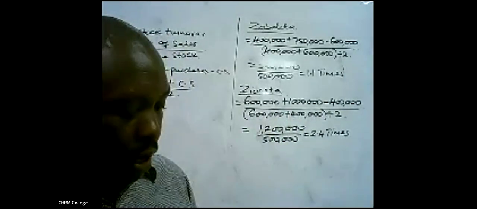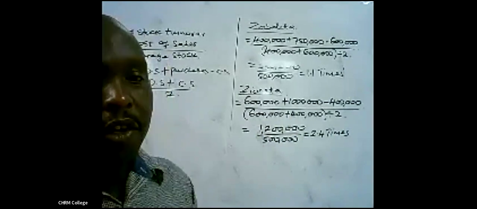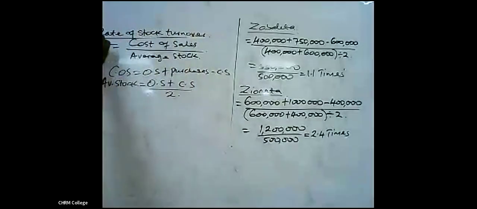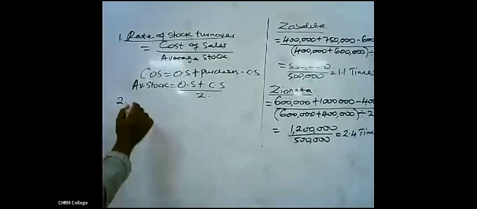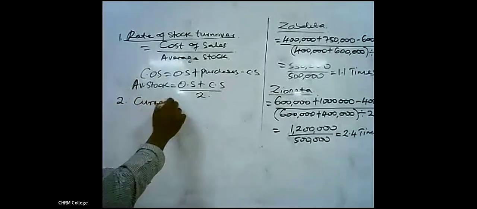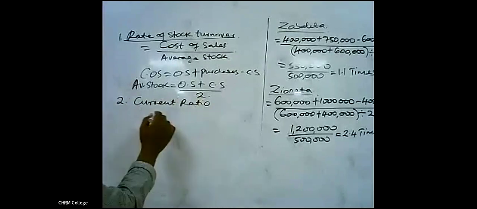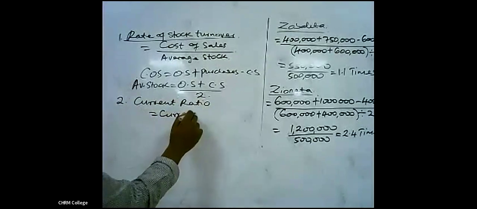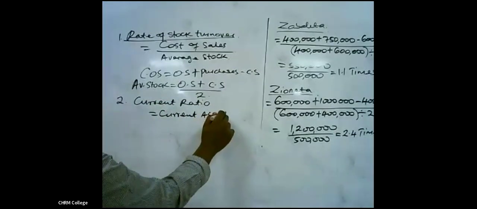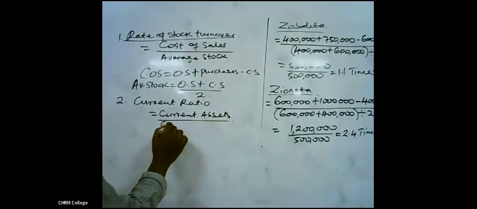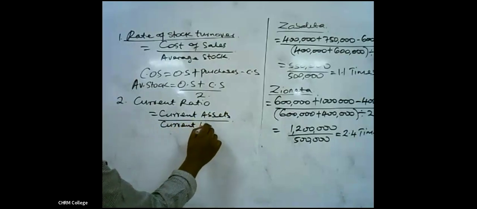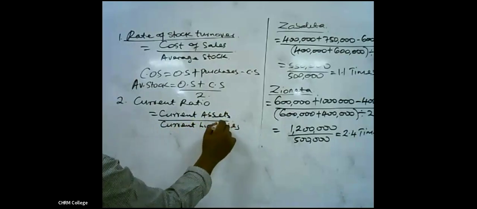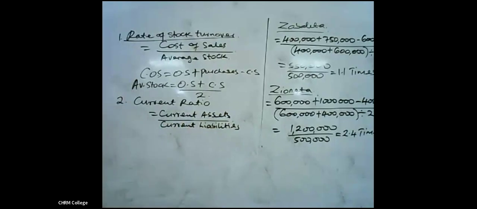Good. Then the second ratio is the current ratio. That was the rate of stock turnover. Number 2 is the current ratio, which is given by the totals of the current assets divided by the totals of the current liabilities.